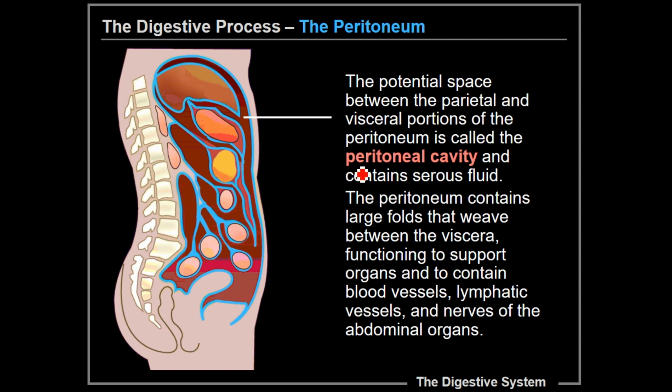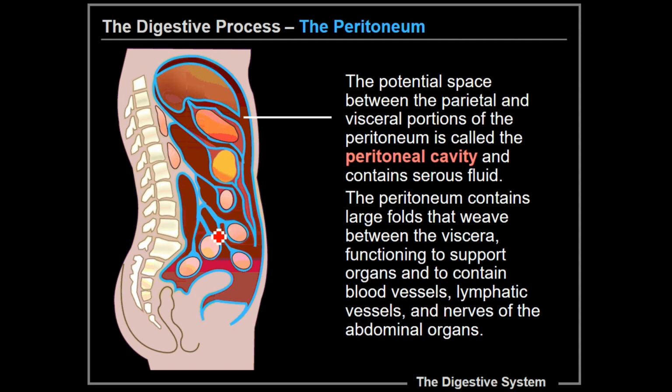And that is an open area between the inside of the body wall and the lining of the organs. So the potential space between the parietal and visceral portions of the peritoneum is called the peritoneal cavity and contains serous fluid. So the fluid that is secreted by this membrane keeps your organs nice and wet and lubricated so that they can slide easily as your body moves. It keeps a pretty friction-free environment inside there. So as those organs move and as your body moves, those organs can rub up against each other and not cause any damage due to friction.